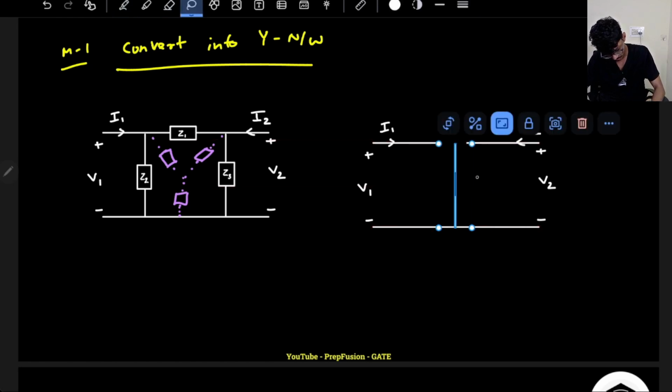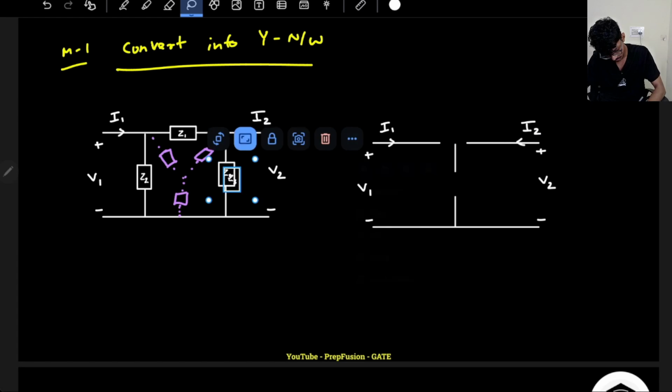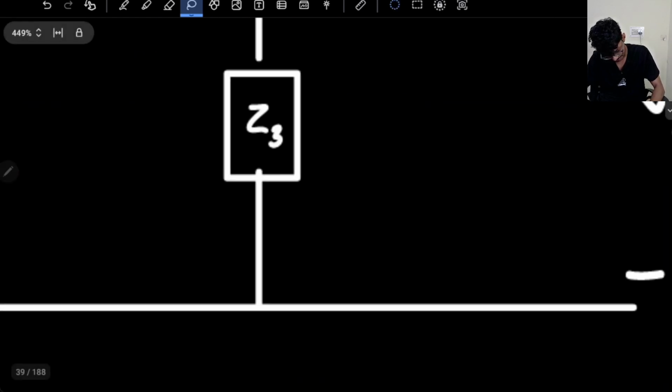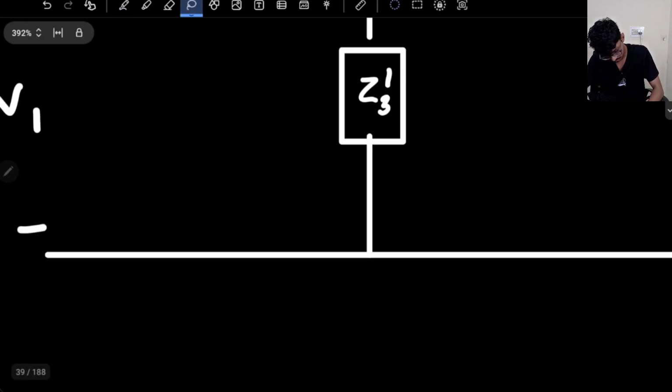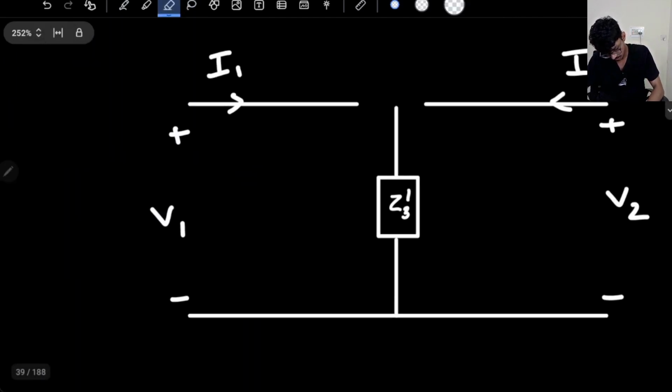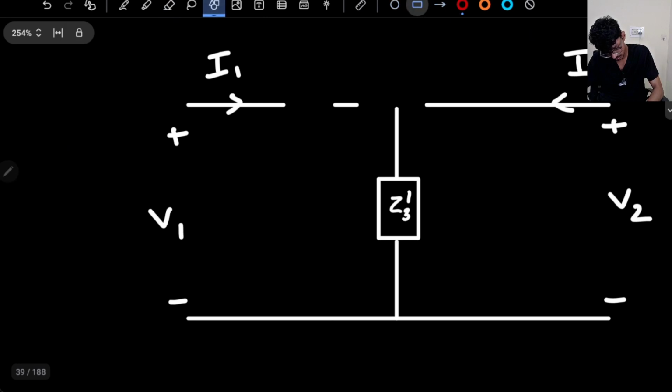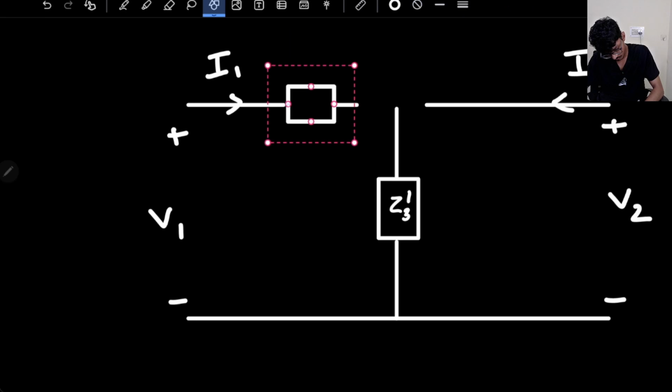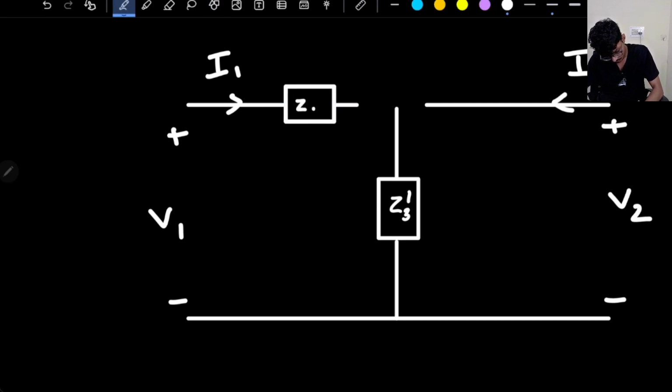So my impedances will be here: this will be z3 dash, z3 dash, and this will be my z1 dash, and z2 dash.